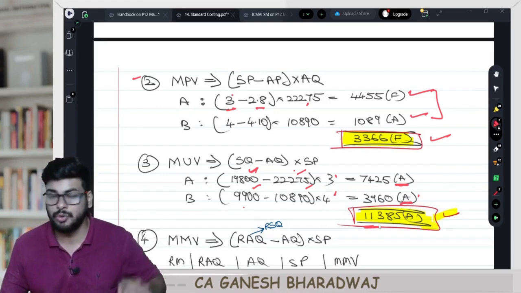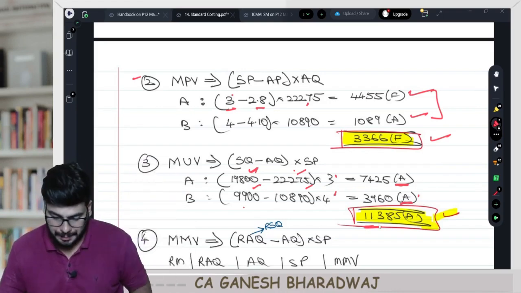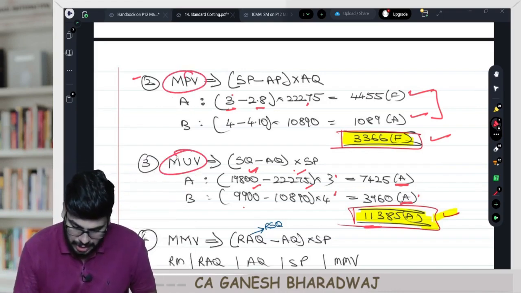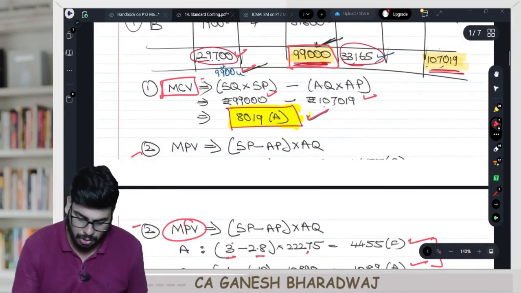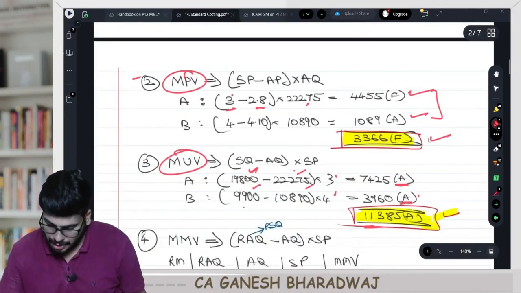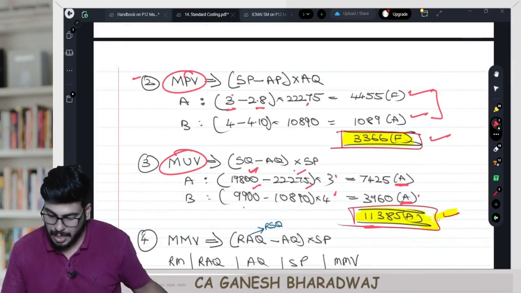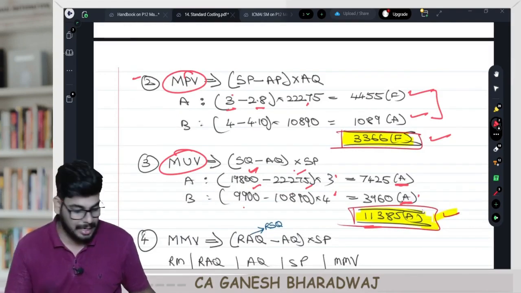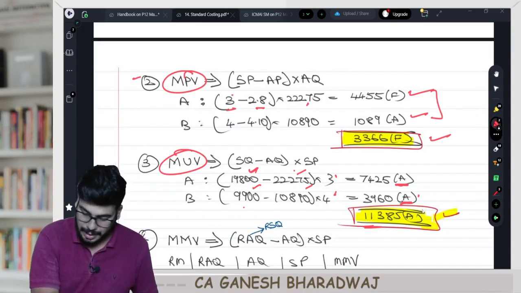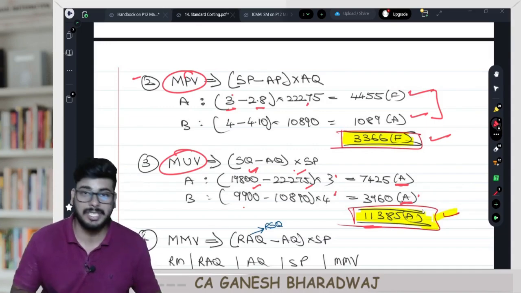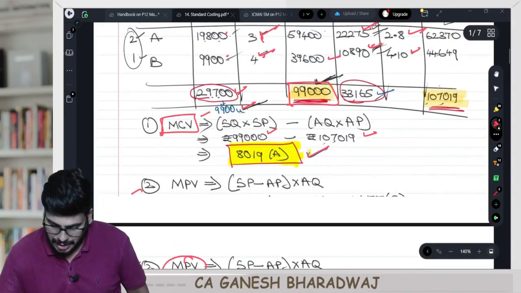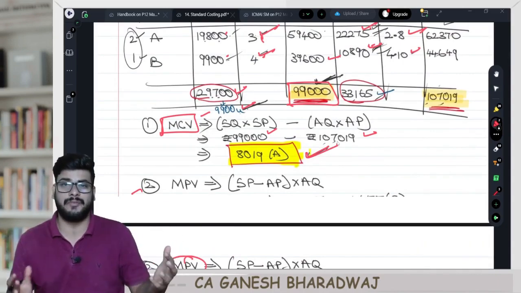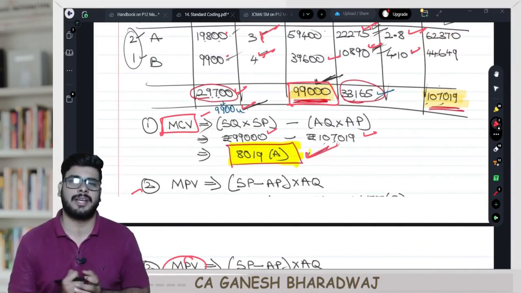Now what you need to do, do not proceed further immediately. Wait. Material price plus usage variance should be equal to your cost variance, right? Let us see here. You get 3366 as favorable and 11,385 as adverse. So 3366 minus 11,385. How much is this? 8019 adverse. It is tallying. So immediately you can find out that whatever you have done is correct. Are you clear with this?